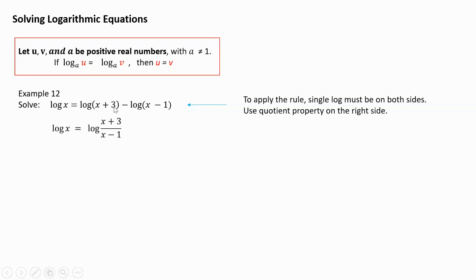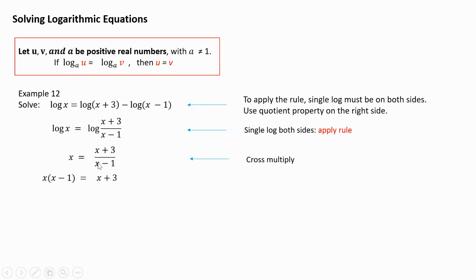Right now they have the same base, so now we let x equal x plus 3 by applying the rule. X plus 3 over x minus 1. Now here we can multiply both sides by x minus 1, or we can cross multiply. If we multiply both sides by x minus 1, it's going to cancel on the right side, and we have x times x minus 1. Or you can cross multiply also.